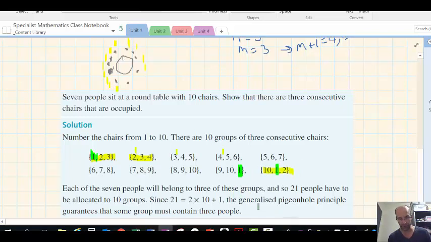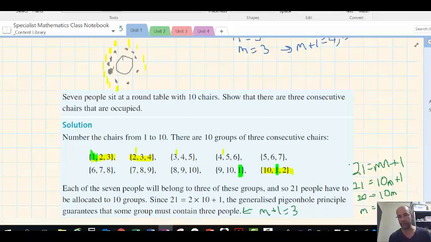So it's a bit like having 21 people allocated to 10 groups, and using the pigeonhole principle we can see that, if I write it down on the right hand side here, 21 equals mn plus 1, 21 equals 10m plus 1, so 20 is 10m, m equals 2, so m plus 1 is 3. So we've shown what's been required.